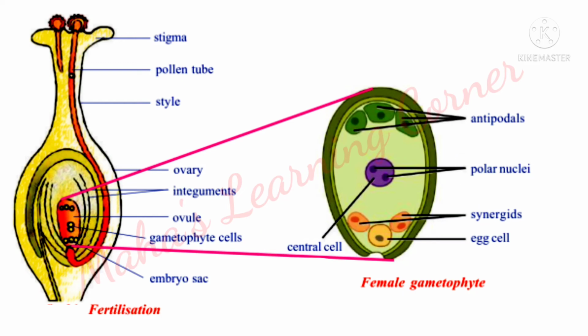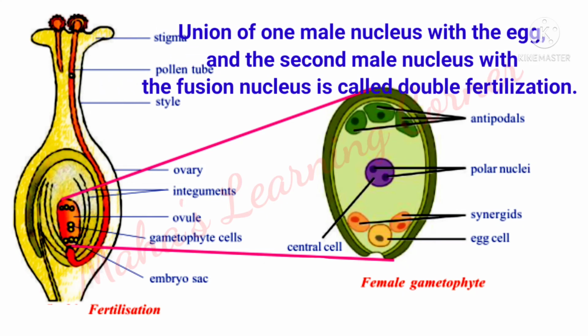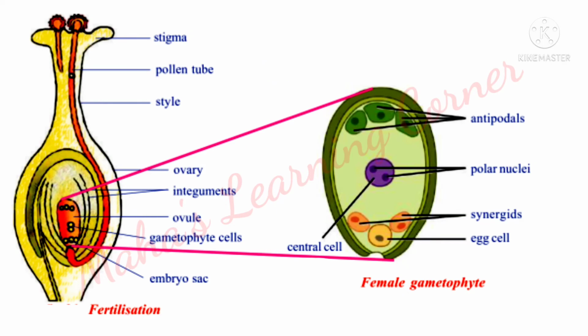One of the 2 male nuclei fuses with the egg to form a zygote. By the time the egg cell has been fertilized, the 2 polar nuclei combine to form a single fusion nucleus. Union of one male nucleus with the egg and the second male nucleus with the fusion nucleus is called double fertilization. Union or the fusion of nucleus with the secondary nucleus stimulates the formation of a new tissue called the endosperm, in which food materials are stored as development of the ovule proceeds.